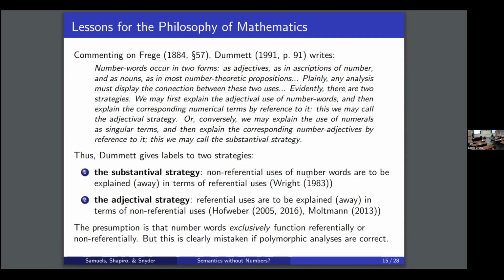Speaking of that, Michael Dummett writes, number words occur in two forms: as adjectives, as in ascriptions of number.